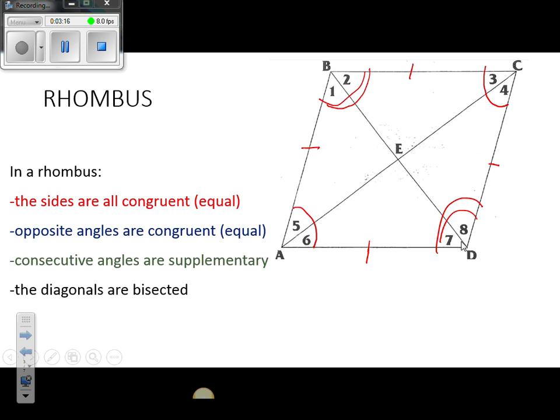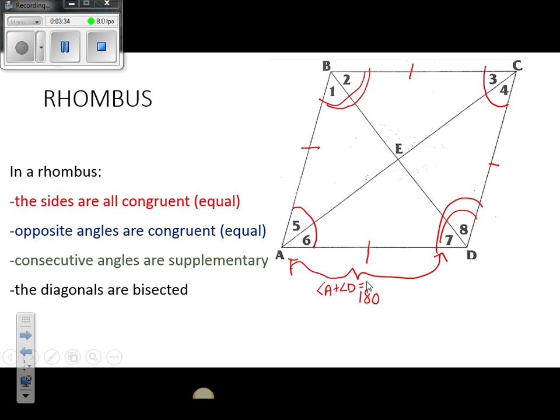We can say that consecutive angles are supplementary. That's just like a parallelogram. These two angles would equal 180. The angles, remember, not the whole side, but the angles. So angle A plus angle D would equal 180.